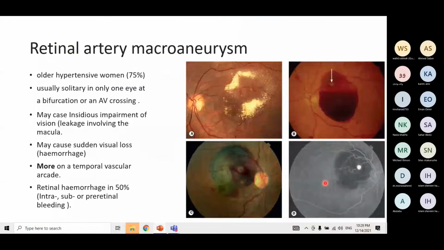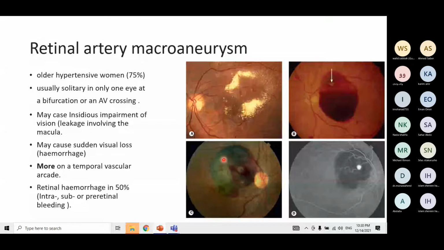Okay. Another important entity, the retinal artery macroaneurysm. What I need you to remember is that the type of patient that has this retinal artery macroaneurysm is usually an old, frail lady suffering hypertension. If you see something like that, you may think it may be a retinal artery macroaneurysm or an age-related macular degeneration. It may present with this.